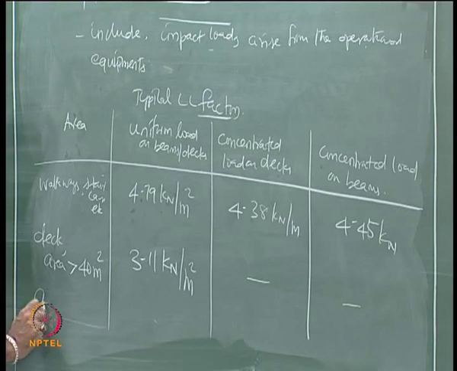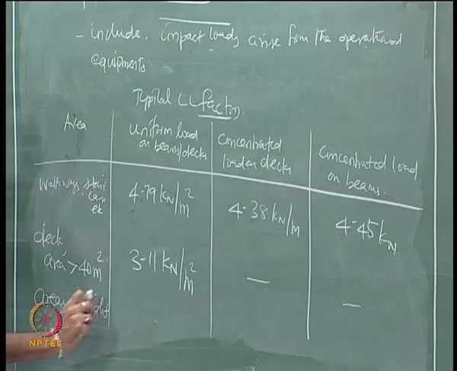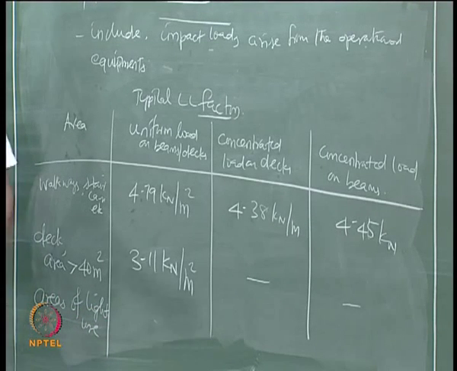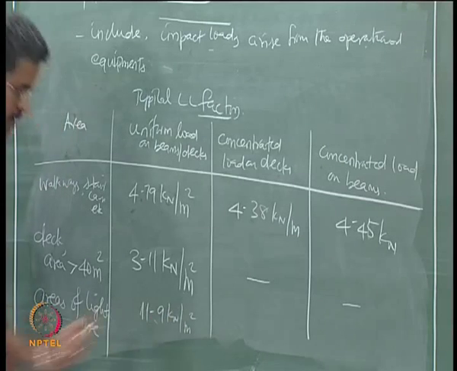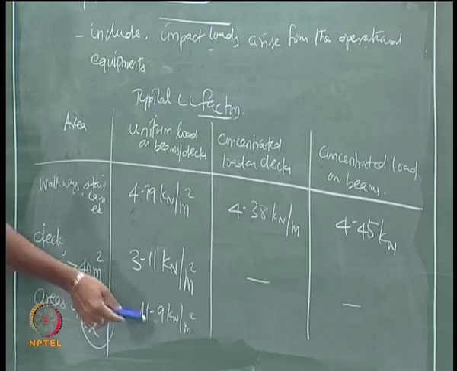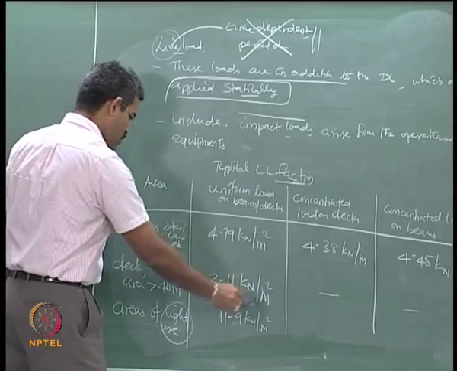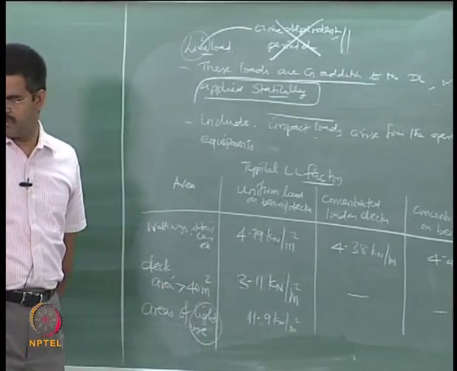If you have got areas of light use, not used for process, maybe living quarters, for example living quarters, then in that case this becomes 11.9 kilonewton per square meter. You may wonder, interestingly, sir, we say area of light use, but the intensity is much more than we have got areas of operational use. Why is it so? I will explain that.